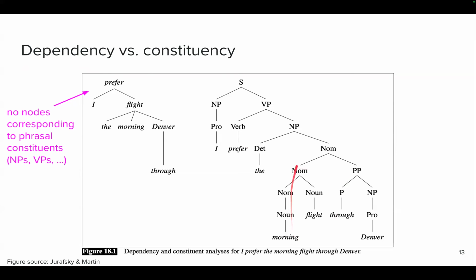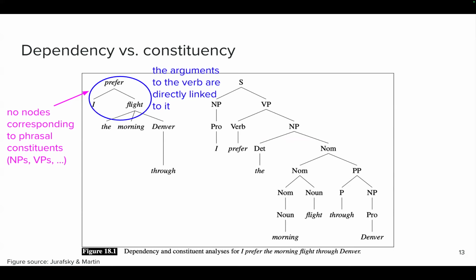Here we have, let's say, a noun phrase, where the words under this noun phrase are the morning flight to Denver, or a prepositional phrase, through Denver, and so on. It's way easier to extract phrases out of a constituency parse tree than it is from the dependency parse tree.